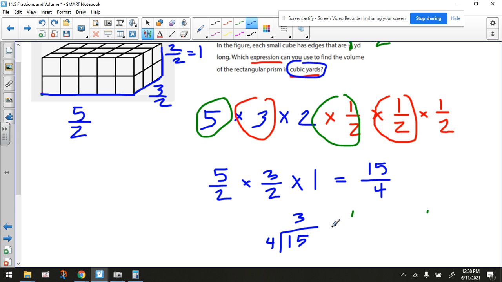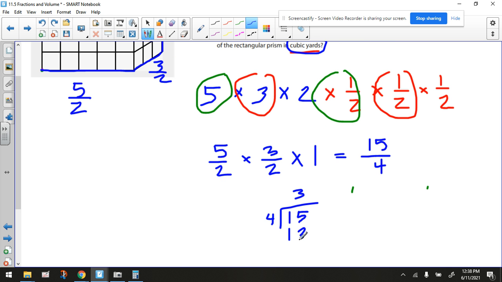Wouldn't that go in 3 times? Wouldn't we get 12? Wouldn't there be 3 left over? So it would be 3 and 3/4. This is equal to 3 and 3/4 cubic yards. So we would put down the appropriate unit.